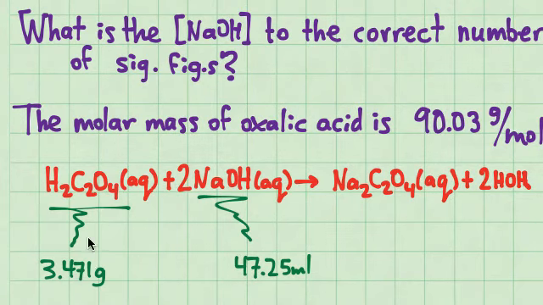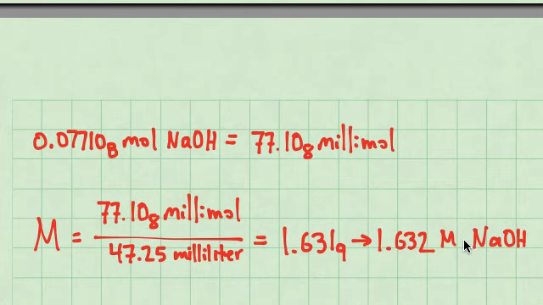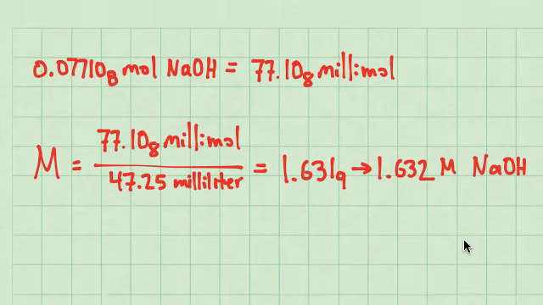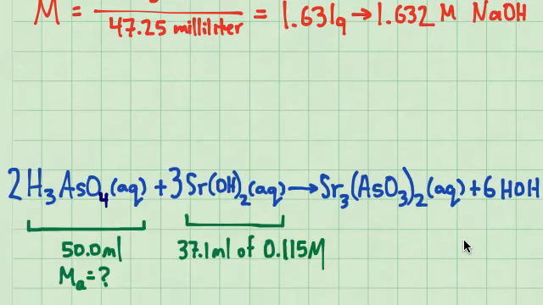Now at this point, I could change my milliliters to liters or my moles to millimoles. Get rid of the milli or keep the milli, let it cancel, either way. So that's 77.10 millimoles. And the volume of the base was 47.25 milliliters, and the millis cancel, and I'm left with a straight up molarity of the NaOH. Interesting. I know the first time you see this, it's like, that's insane. I'll never be able to do that. But you can, and you will, if you practice.